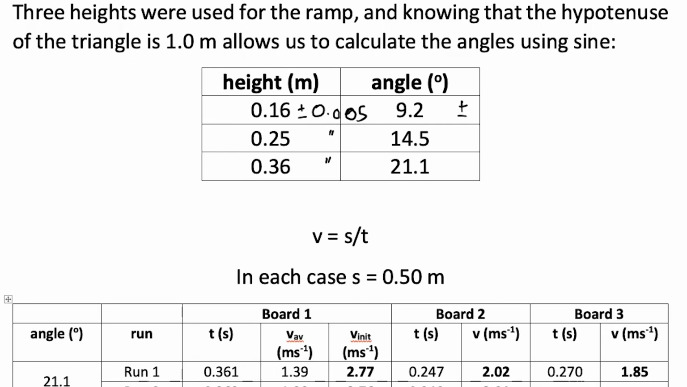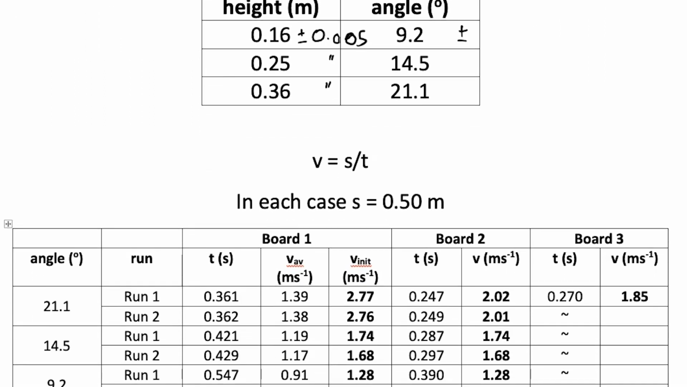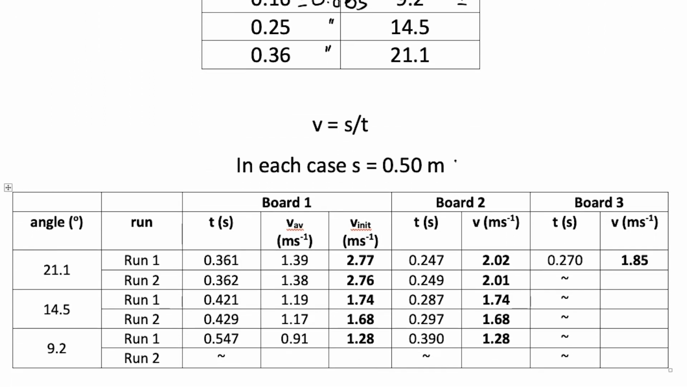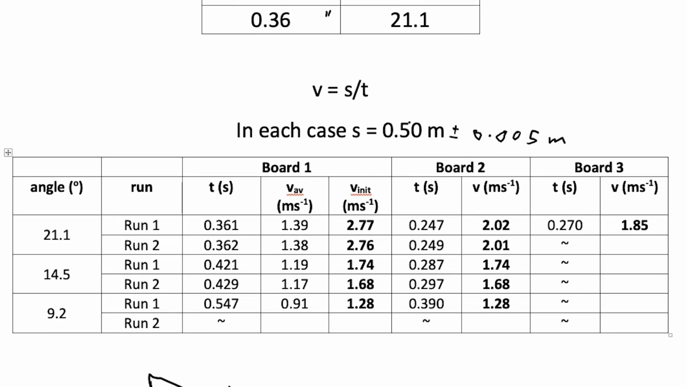So the ones that are going to be important in this case actually are the times turned into velocities. So we could suggest that there is some uncertainty in that 0.5 meter, probably on the same order, about half a centimeter uncertainty in that as well. And that's, in each case, the distance that they travelled in these times that are in the table was half a meter. So the velocity is just going to be 0.5 in each case divided by the time in seconds. And so we've done the calculations, and I'll speak to that in a moment.